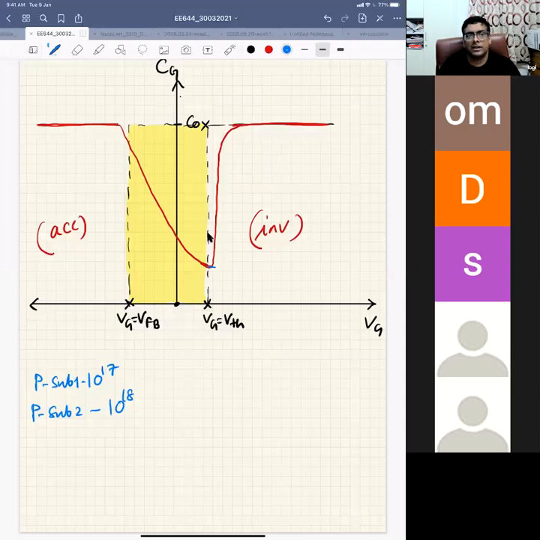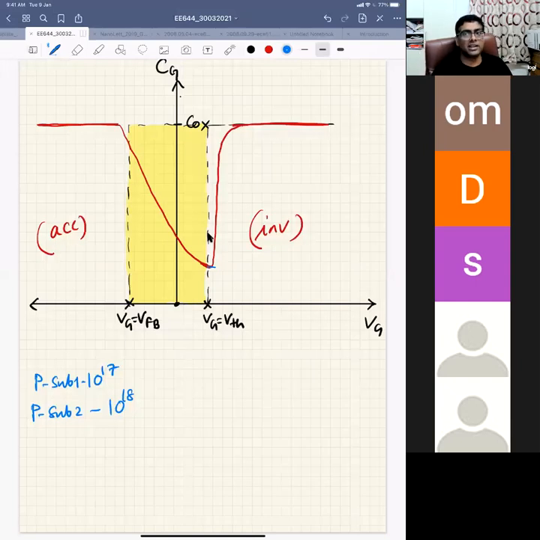Anybody else? Sarda, Monica? Sir, my depletion. Yeah, so your depletion width will also change, right? So in the depletion region, it will also be different, right?